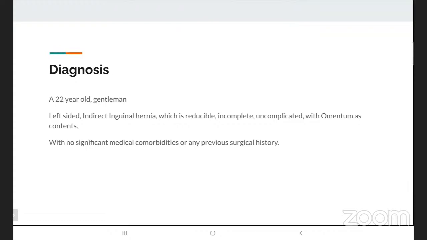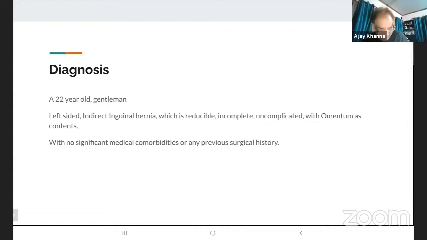In cases of TAPP, the transabdominal pre-peritoneal repair, we create a pneumoperitoneum and enter the peritoneal cavity. Then we create a flap over the peritoneum to enter the pre-peritoneal space. Whereas in cases of TEP, totally extraperitoneal repair, we create a space in the pre-peritoneal space using a balloon dilator.